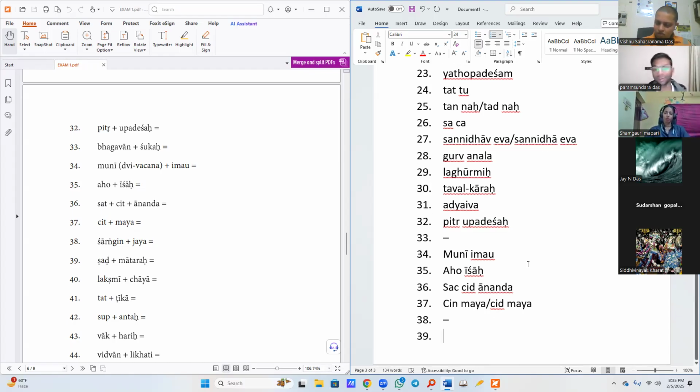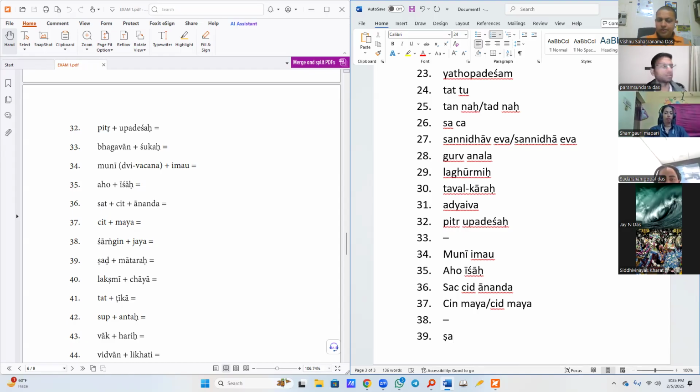39th, Shad Mataraha. Shad Mataraha. So it becomes... Shad Mataraha. Dato Parvarna, no. Harivenu Harivenurva, right. So Shad Mataraha will become Shan Mataraha by Harivenu Harivenurva, and once it will remain Shad Mataraha.